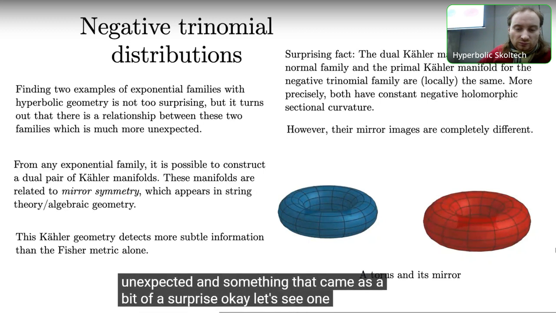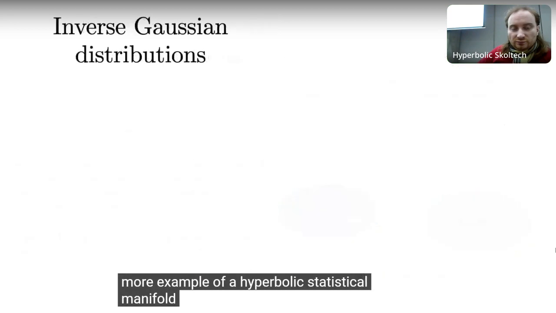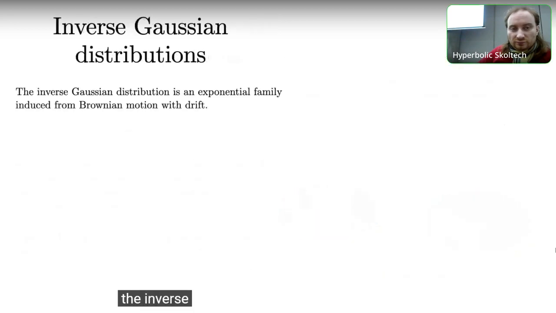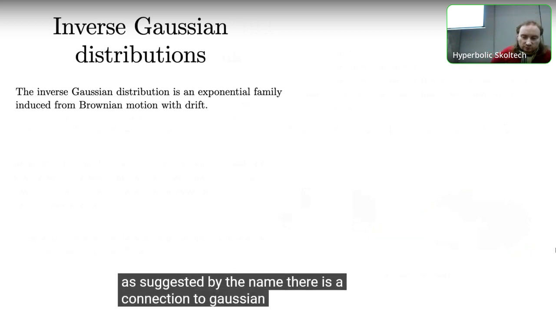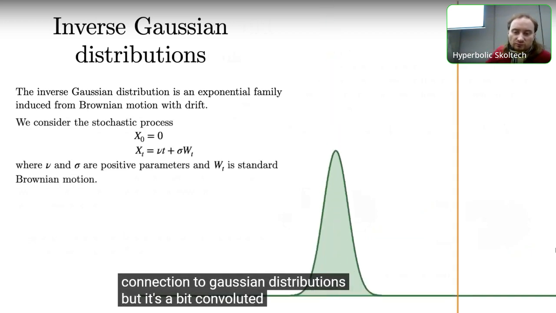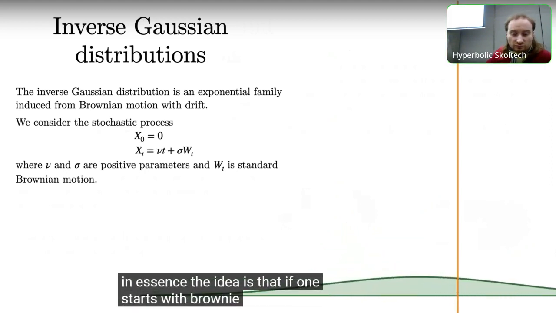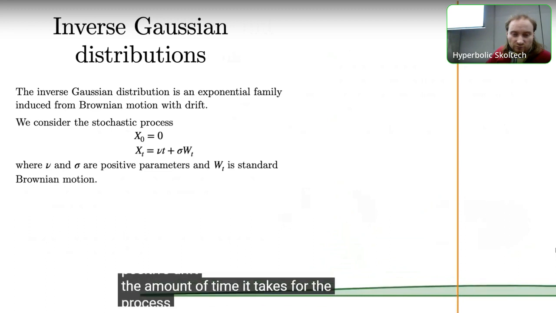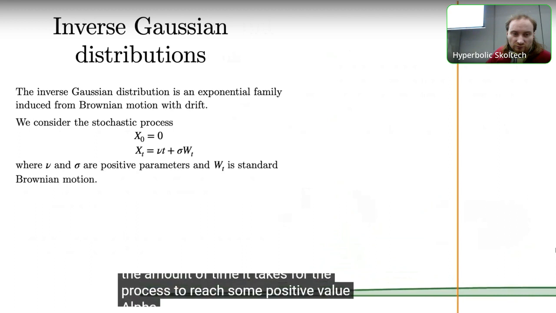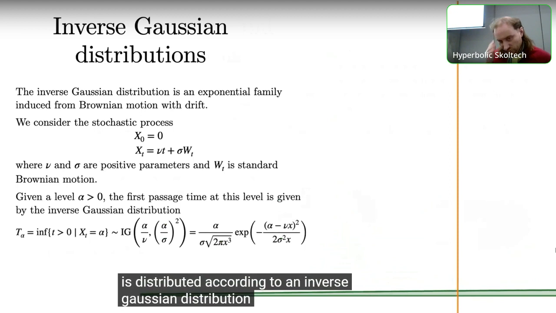Okay, let's see one more example of a hyperbolic statistical manifold. The inverse Gaussian is another example of an exponential family. As suggested by the name, there is a connection to Gaussian distributions, but it's a bit complicated. In essence, the idea is that if one starts with Brownian motion with positive drift, the amount of time it takes for the process to reach some positive value alpha is distributed according to an inverse Gaussian distribution.